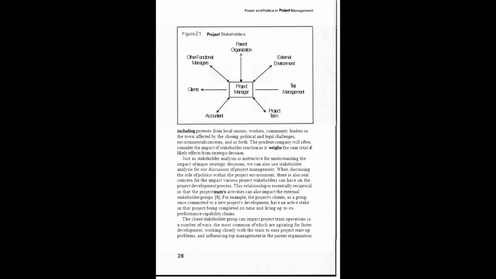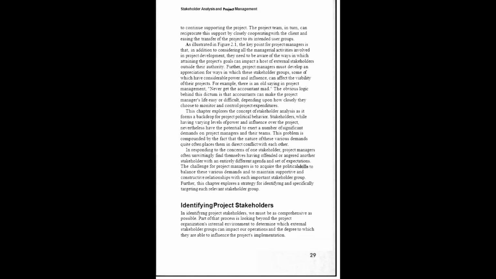This chapter explores the concept of stakeholder analysis as it forms a backdrop for project political behavior. Stakeholders, while having varying levels of power and influence over the project, nevertheless have the potential to exert a number of significant demands on project managers and their teams. The problem is compounded by the fact that the nature of these various demands quite often places them in direct conflict with each other. In responding to the concerns of one stakeholder, project managers often unwittingly find themselves having offended or angered another stakeholder with an entirely different agenda and set of expectations. The challenge for project managers is to acquire the political skills to balance these various demands and to maintain supportive and constructive relationships with each important stakeholder group. Further, this chapter explores a strategy for identifying and specifically targeting each relevant stakeholder group.